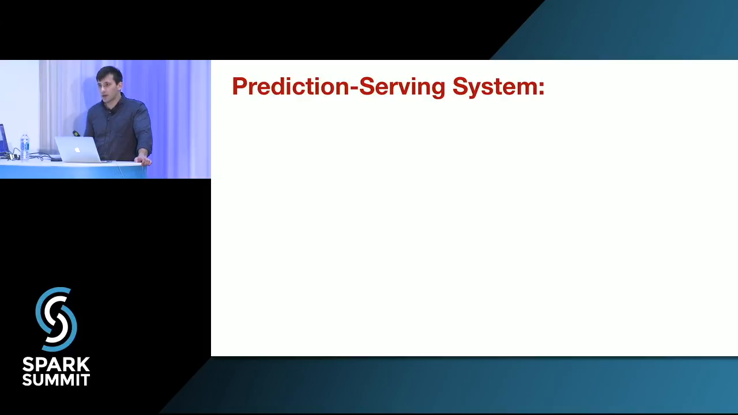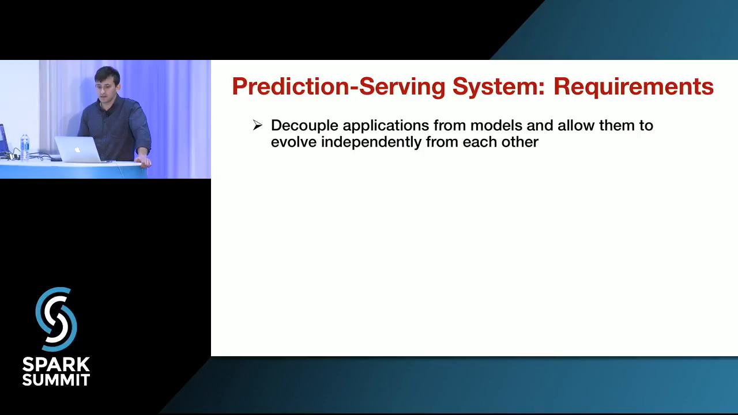And I want to walk through what I think some of the requirements are for this type of system. And then I'm going to, of course, talk about how Clipper satisfies these requirements. So this type of system, its primary goal is to decouple applications from models and allow them to evolve independently from each other while still providing the full functionality needed to serve applications and to deploy models.